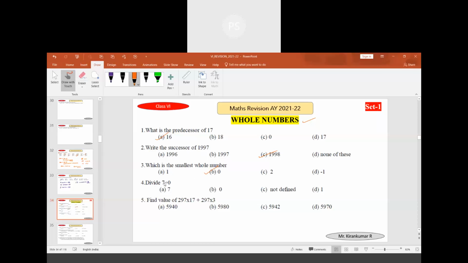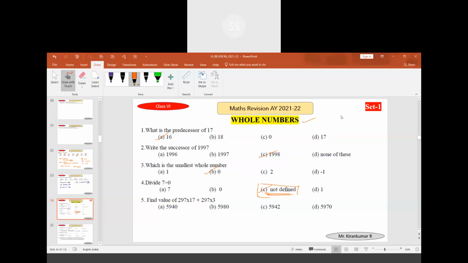What is 7 divided by 0? It is not defined, sir. Why is it not defined? Zero does not have a value. If we divide a number by 0, it will result in 0 again and again, but we will not get zero.